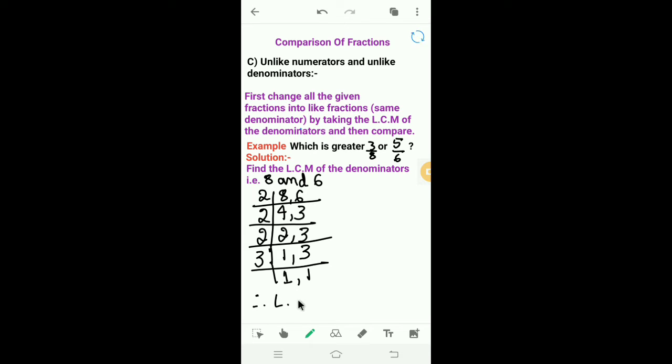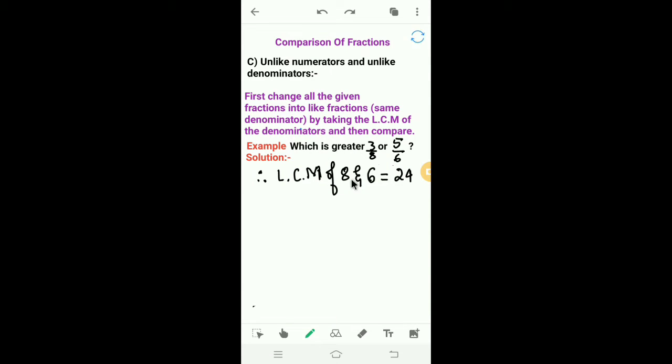Therefore, LCM of 8 and 6 is equal to 2 into 2 into 2 into 3. 2 2s are 4, 4 2s are 8, 8 3s are 24. Therefore, LCM of 8 and 6 is equal to 24.